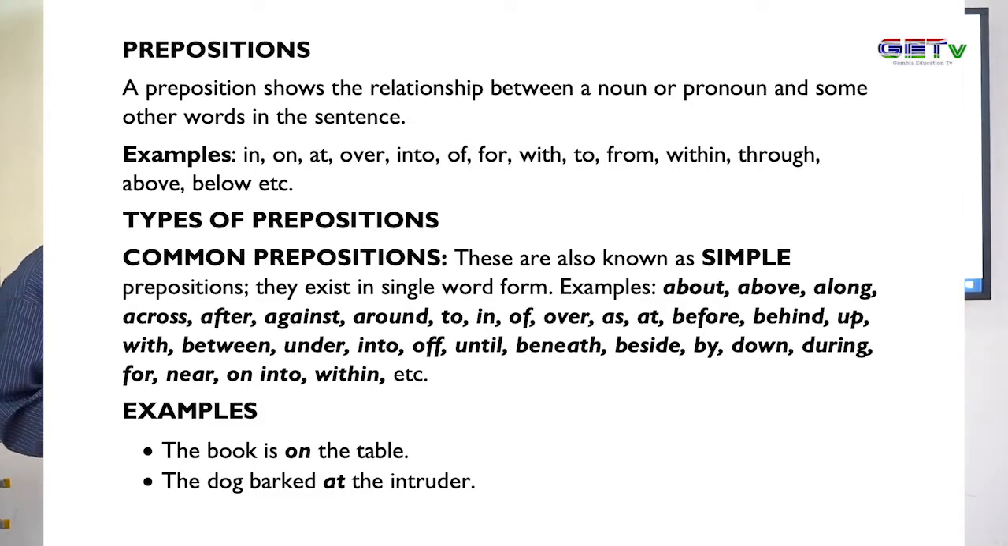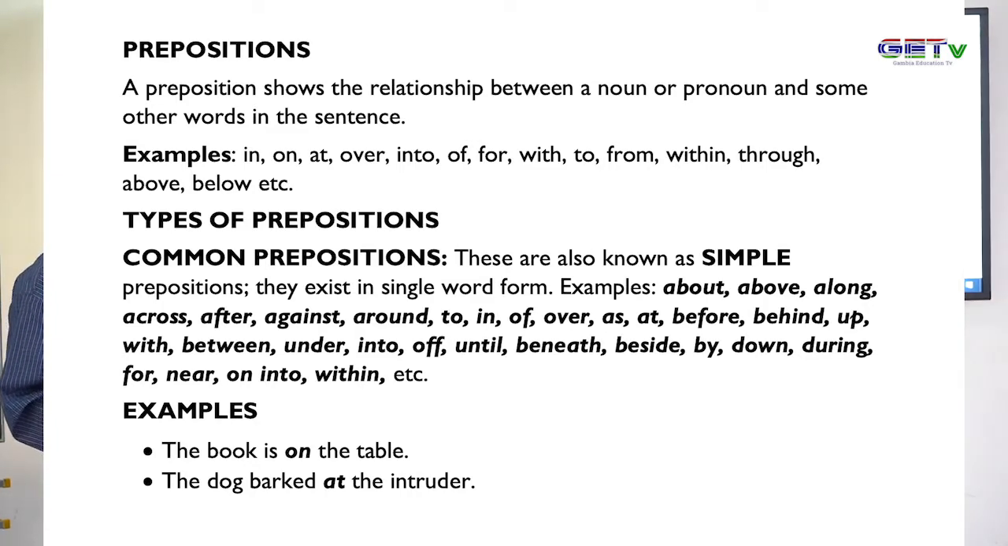So let's look at types of prepositions. Just like nouns, pronouns, and many other things that we'll discuss later, prepositions also have types. And we intend to look at them one after another, which will help you to understand better. Now let's look at types of prepositions. Here we have common prepositions. These are also known as simple prepositions. They exist in single word form. In other words, sometimes you can call them simple prepositions or one-word prepositions, because we have common as well as compound prepositions, as we'll discuss later. Let's look at some of these examples.